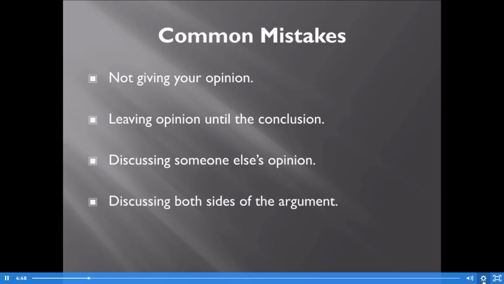And then similar to that, what a lot of people will say is, well, some people agree with this and other people disagree with this, and here's both sides of the argument. Again, that is not answering the question. The question is asking you, do you agree or disagree? So the simple way of satisfying that is just stating very clearly, I agree or I disagree.